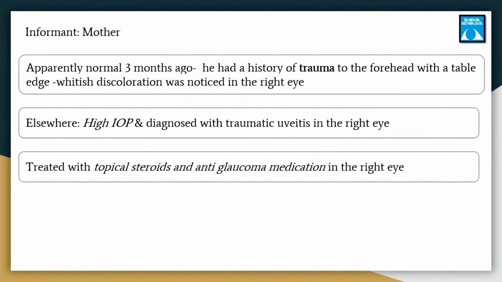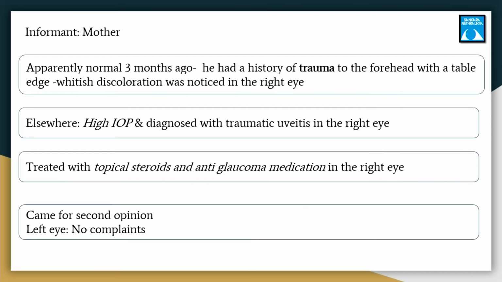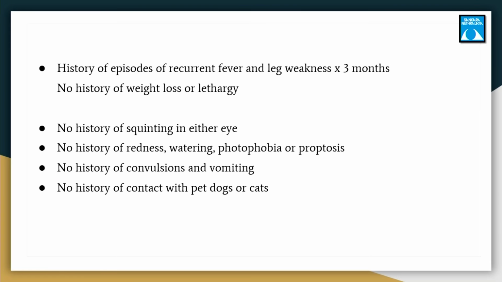He was treated with topical steroids and anti-glaucoma medications in the right eye. He came to us for a second opinion. His left eye had no complaints. He had a history of episodes of recurrent fever and leg weakness for 3 months, but no history of weight loss or lethargy. There was no history of squinting in either eye, no history of redness, watering, photophobia or proptosis, no history of convulsions and vomiting, no history of contact with pet dogs or cats.